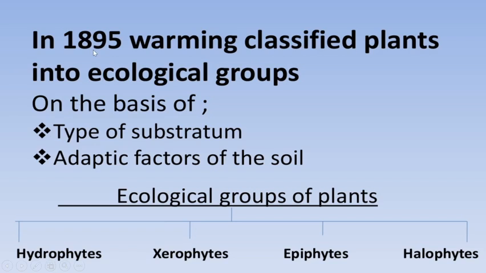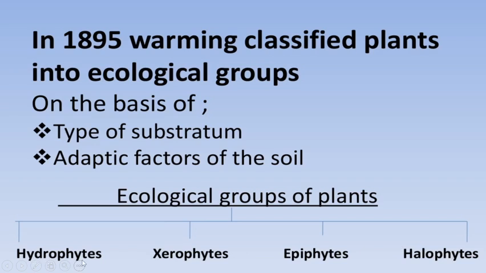In 1895, Warming classified the plants into ecological groups on the basis of type of substratum, either in water, on water, land, desert, etc., and adapting factors on the soil. There are major ecological groups of plants: hydrophytes, xerophytes, epiphytes, and halophytes.